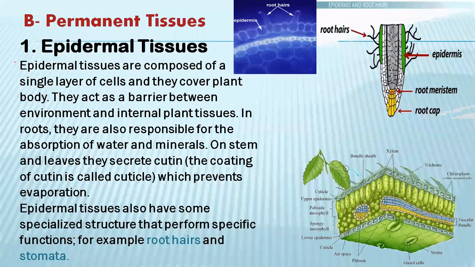Among permanent tissues, the first one is epidermal tissue. Epidermal tissues are also permanent tissues, like we have epidermal tissue on our skin. So they are dead cells. Like that, the epidermal tissues of the plant are also dead cells, and as for its function, epi means upper, dermal means skin. So they function as the covering of the plant.